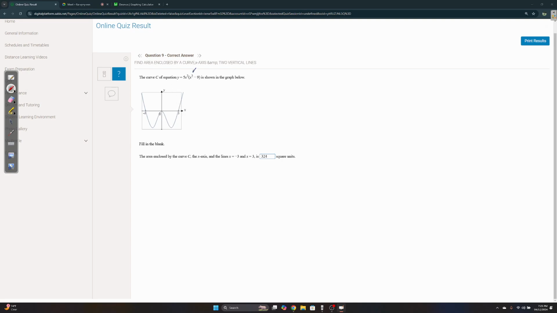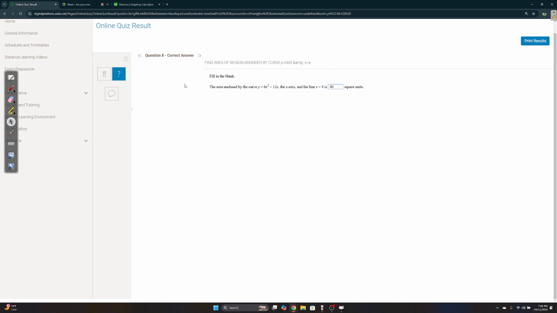The curve C of equation y = 5x squared times (x squared minus 9) is shown below. The area enclosed by the curve C, the x-axis and the lines x equals minus 3 and x equals 3 is what? Just before I go to this, if you're able to graph, try it. If not, you need to always know the bounds. And when you're talking about the x-axis, to find the bounds, you always equate to 0.